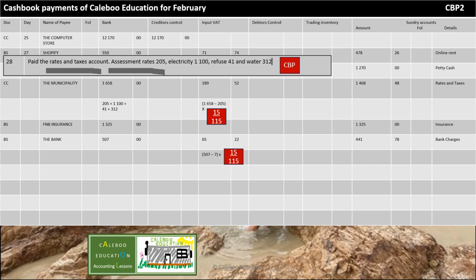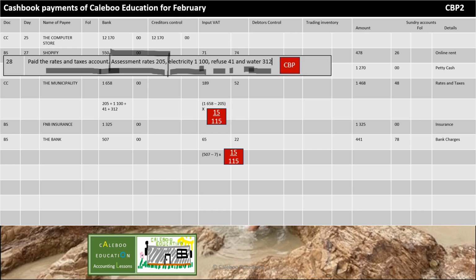Assessment rates 205, electricity, refuse and water. Now I'm going to give you a heads up here. On the assessment rates, there is no VAT. We have to pay these rates and taxes for our business to operate. So we can claim VAT on 3 of the 4 items: electricity, refuse, and water. But assessment rates, there is no VAT.